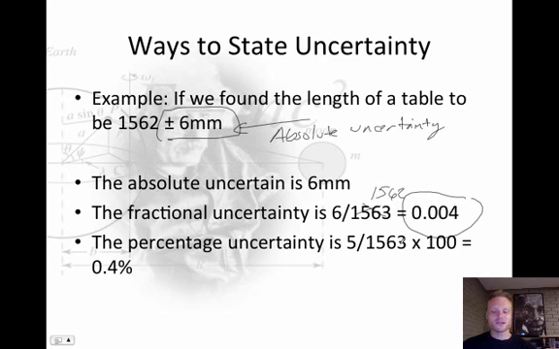And my percentage uncertainty, again, this is a little bit of a typo here. It should really say 1562. And this should say 6 divided by 1562. So I'm really sorry, this slide's kind of messed up. But 6 divided by 1562 should be about 0.4%. Okay, and those are just 3 ways to state uncertainty: absolute uncertainty, fractional uncertainty, and then percentage.